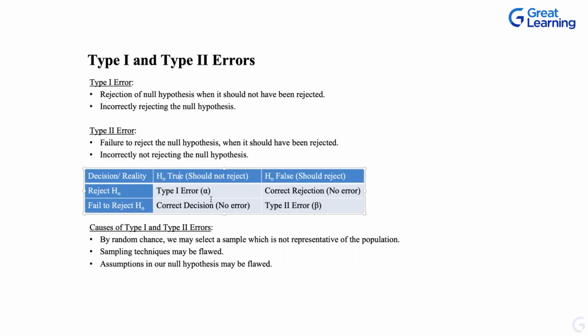Now the clear scenario is when the null hypothesis should not be rejected and you don't reject it, it's a correct decision. There's no problem at all. This is a good scenario to have. Similarly, when you should reject it and you are rejecting it, this is a good scenario again. So this bucket and this bucket are exactly the good scenarios.